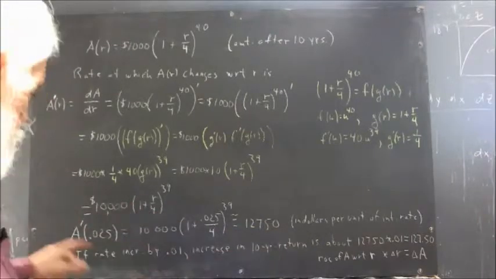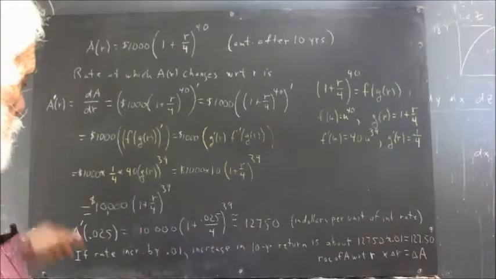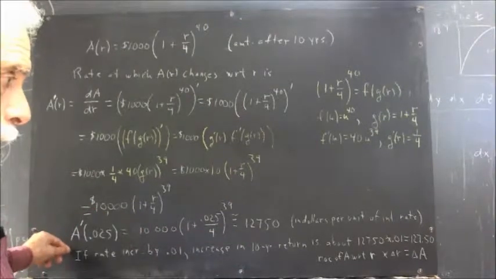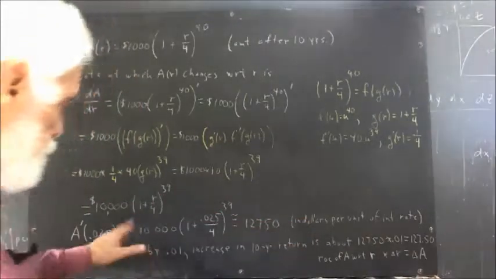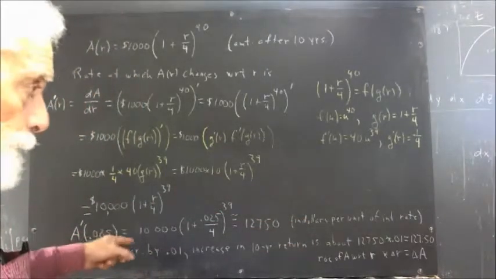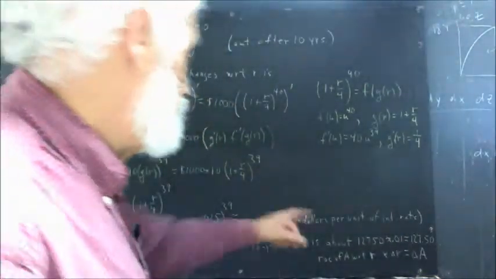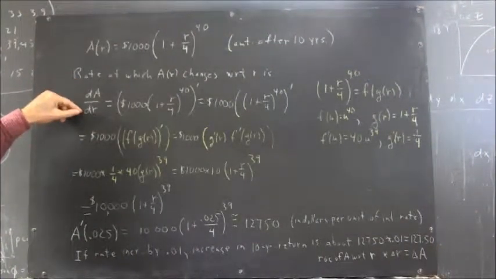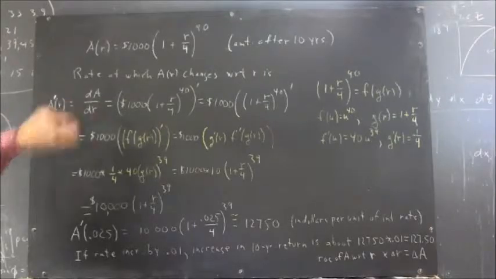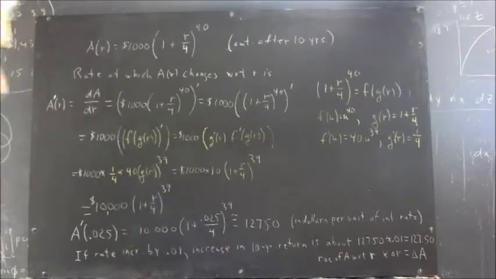12,750 what? Okay, A prime is 12,750 something. It's a rate of change of A with respect to R. Well, that's going to be in dollars. I just eliminated the dollar thing, but it's in dollars per unit of interest rate, okay? Because the dA is in dollars, change in A is in dollars, change in R is the change in interest rate. So we have dollars per unit of interest rate.